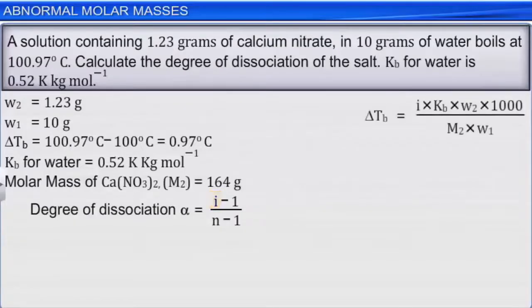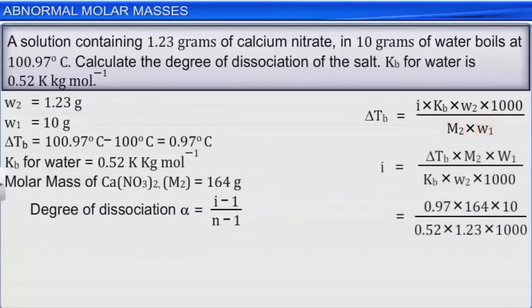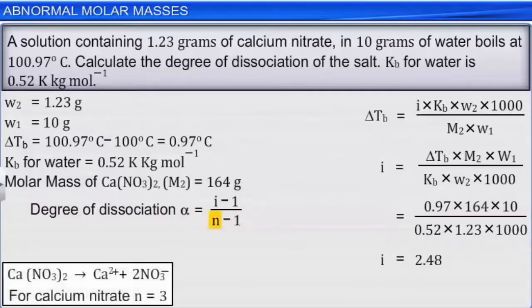Substitute these values in the modified equation for elevation in boiling point. Elevation of boiling point delta Tb is equal to I multiplied by Kb multiplied by W2 multiplied by 1000 divided by M2 multiplied by W1. On solving for I, we get Van 't Hoff's factor, I, is equal to 2.48. Substituting for I in the equation, degree of dissociation alpha is equal to I minus 1 divided by n minus 1. Now, n for calcium nitrate is 3. On solving, we get the degree of dissociation alpha is equal to 0.74.